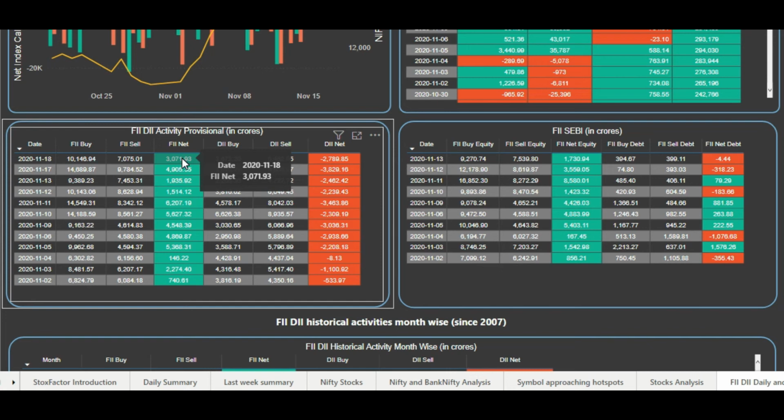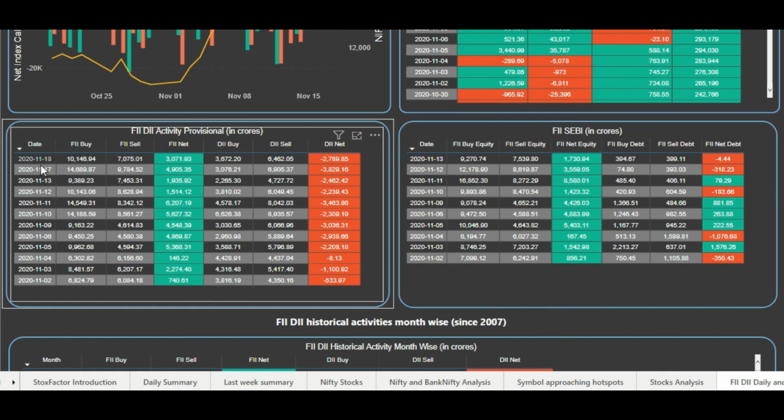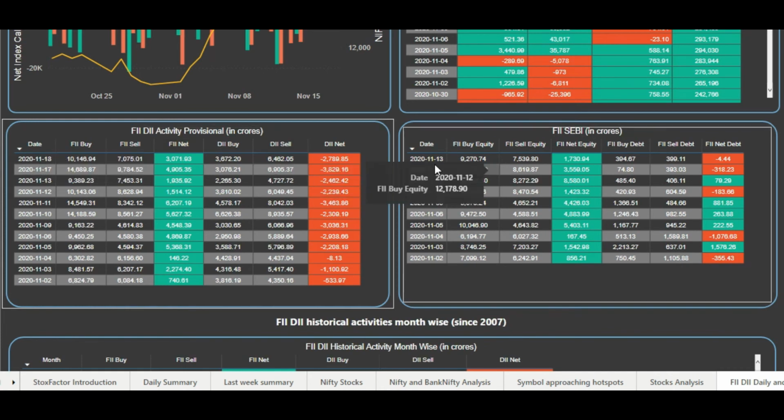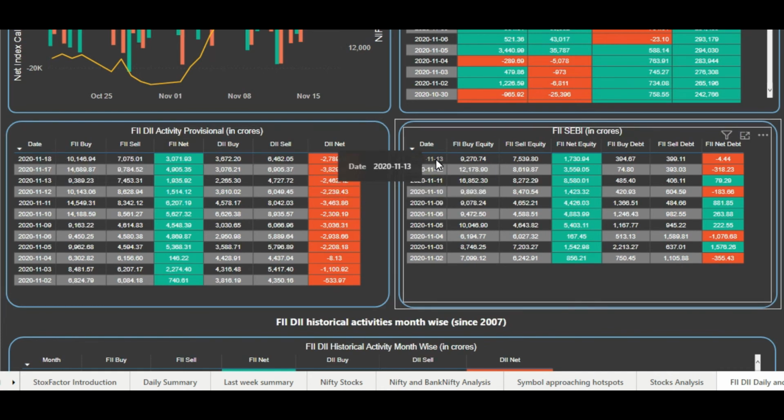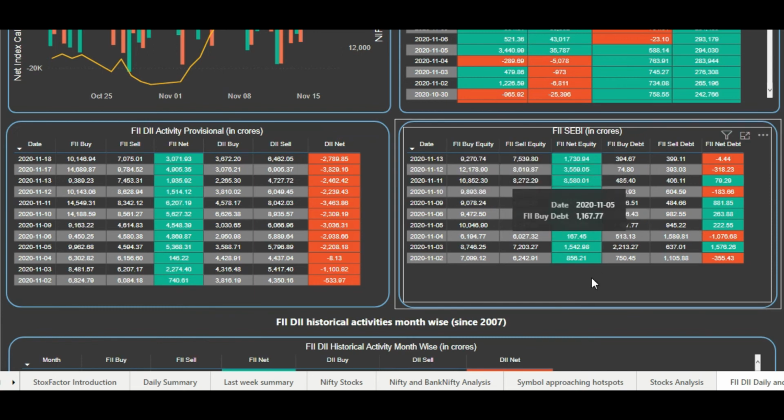Now coming to the SEBI data. So this is the provisional data which is released on the last trading date, and this is the SEBI data which comes with a slight lag of 2-3 days. So you can see here today is 18th of November, but the last trading data available for the cash market from the SEBI side is of the 13th. So it comes with a slight lag, but you can rely on the provisional data as well. There will be very minor difference from the final data.